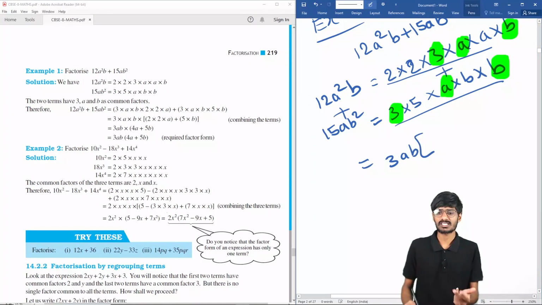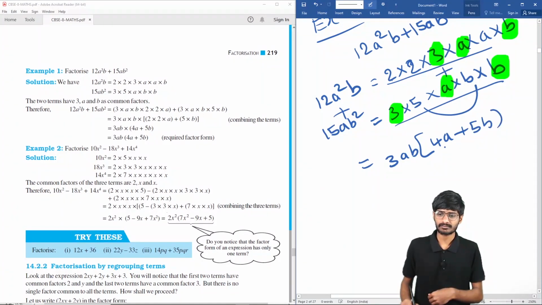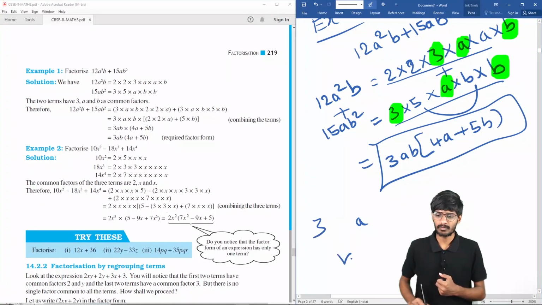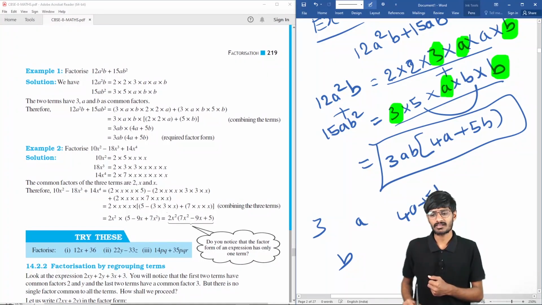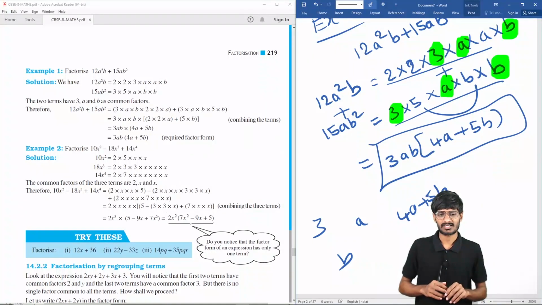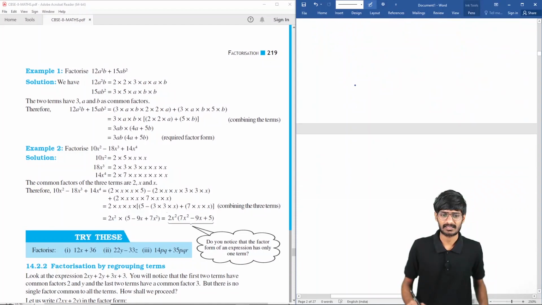And what is left in the first term? 2 into 2 and a. So it is 2 into 2 into a, which is nothing but 4a, plus what is left here? 5 into b, so 5b. This is the simplest and irreducible form of the given expression. By seeing it, we can judge that 3 is a factor, a is a factor, b is a factor, and 4a plus 5b is also a factor, and these are the irreducible factors. So that is the way of performing the task, students, and these are the common factors.